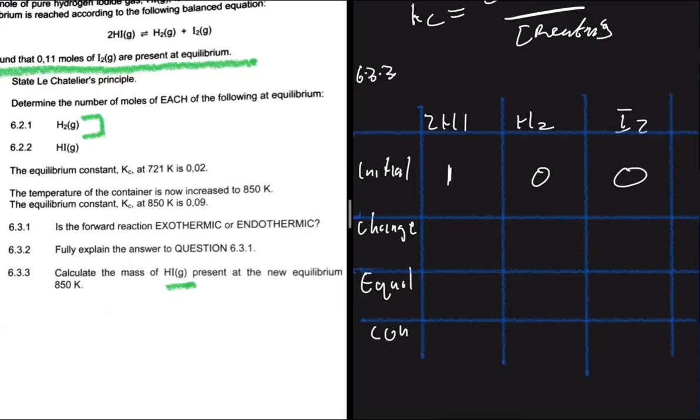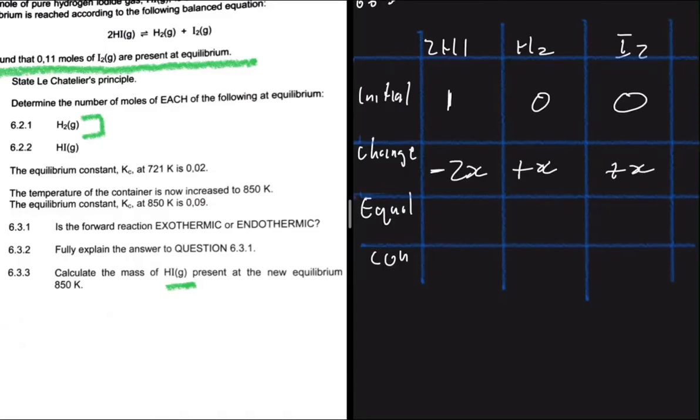We don't know the change anymore, so we can put a variable in place of the change. We know that for the reactants you have to subtract. So let's say minus 2x. And if this is minus 2x and we have a balancing coefficient of 2, then for H2 it should be plus x, because the balancing coefficient there is 1, and then plus x again for I2. And then for HI at equilibrium, we're going to have 1 minus 2x. And for H2, we're going to have 0 plus x, then 0 plus x.